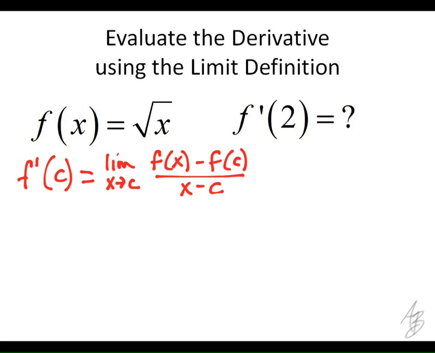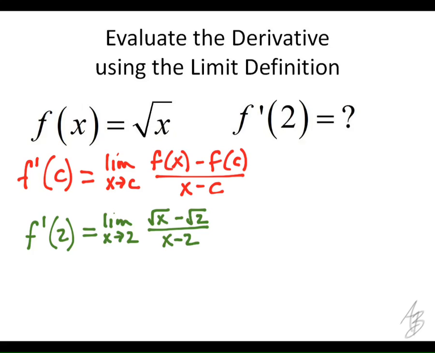Okay, I agree with that, except you're forgetting something. Yeah, so it's going to be the limit as x approaches 2 of, what's it going to be, Tilly? Square root of x minus square root of 2 over x minus 2. Okay. Everybody okay with the setup so far? And this is going to be the derivative of f at 2. And so we want to evaluate this.